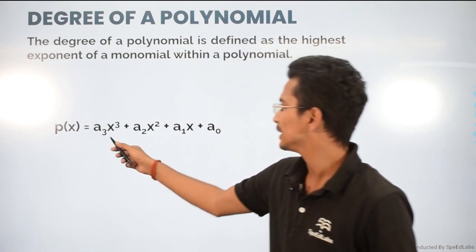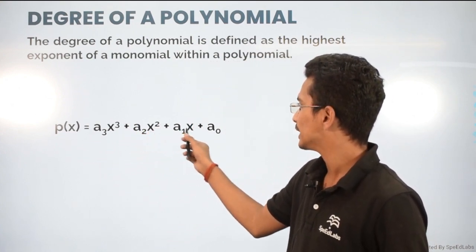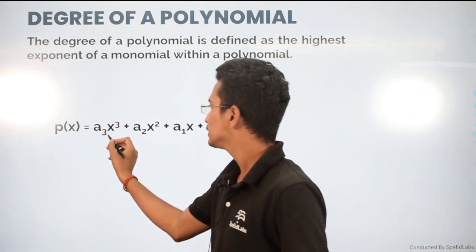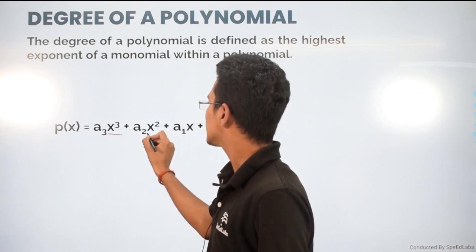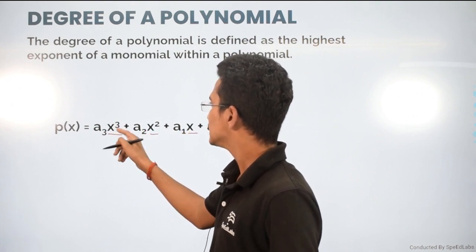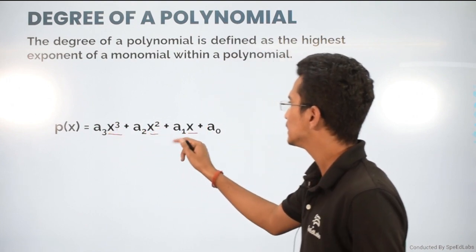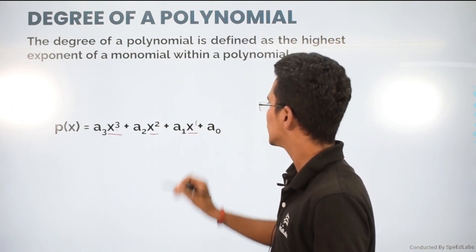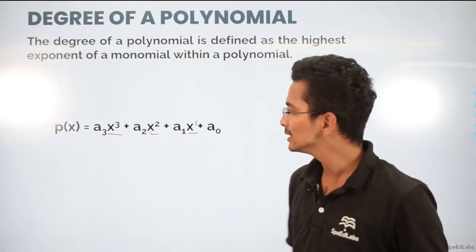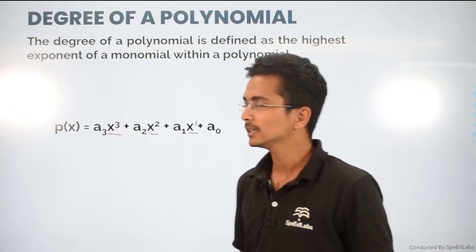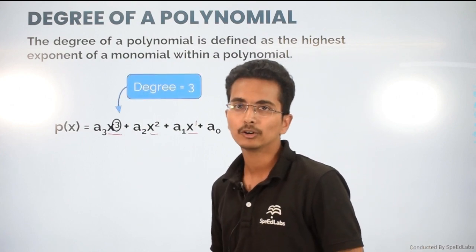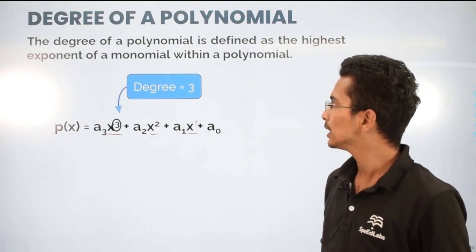Here is a polynomial: a3x cube, a2x square, a1x plus a naught. What will be the degree of this polynomial? You have to check the powers of the variables in the given polynomial. The variables are x, x, x. The power of variable x is 3 here, 2 here, and 1 here. If nothing is written, we assume 1. So the highest power of the variable x here is 3. So we say the degree of this polynomial is 3. Here you can see the highest power is 3, so it is the degree of the polynomial. This means the degree of this polynomial is 3.